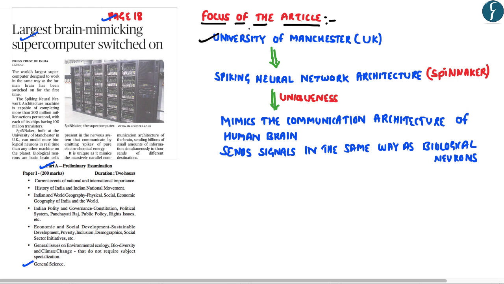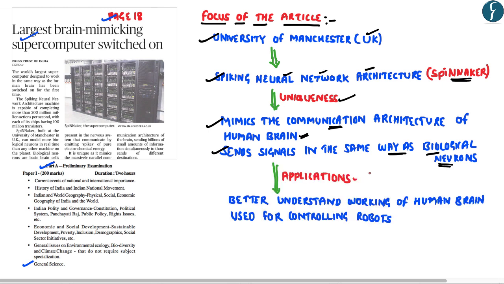The University of Manchester, located in United Kingdom, has switched on a supercomputer known as Spiking Neural Network Architecture, also known as the SpiNNaker. And one of the most unique aspects related to this particular supercomputer is that it uses the same communication architecture used by the human brain, wherein it sends signals in the same way as used by the biological neurons in the human brain.